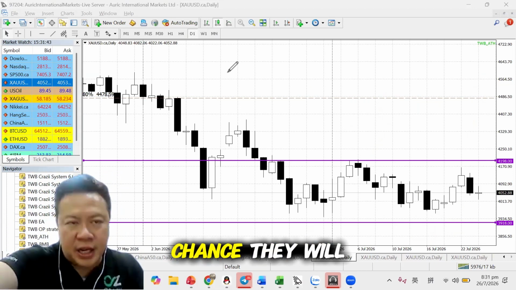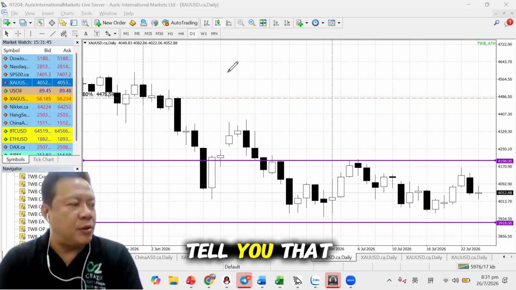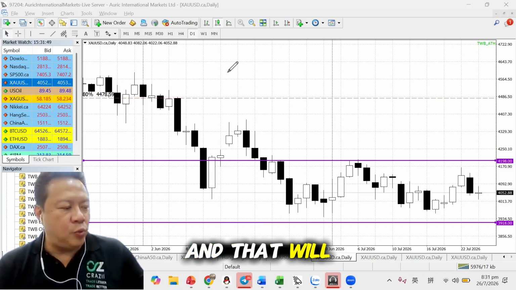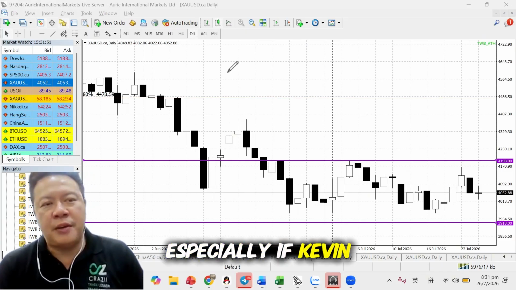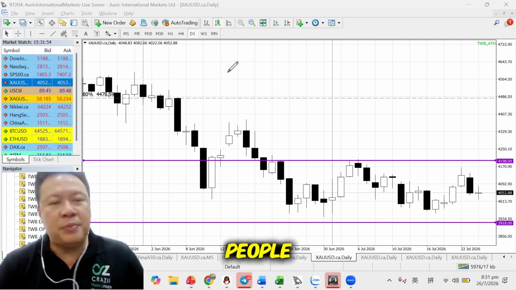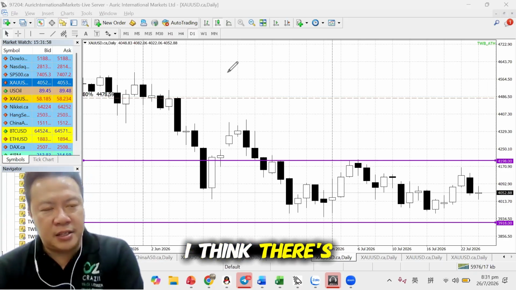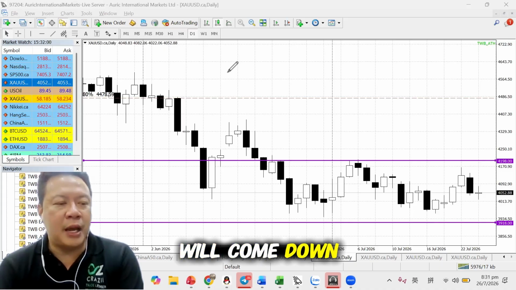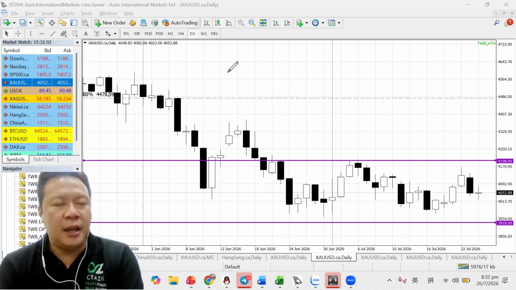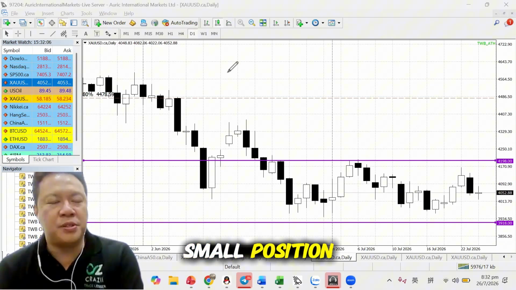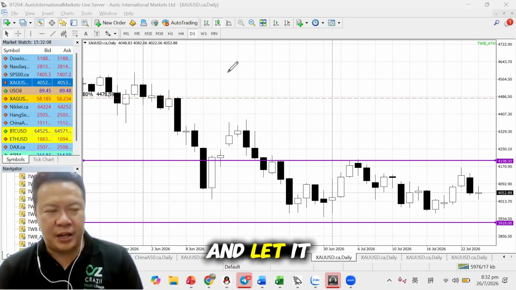But there is a very high chance the market will tell you that it's better to have a rate hike, and that will definitely rock the market, especially if Kevin Walsh cannot convince people. So if you ask me, I think there's a very high chance that gold will come down to 3918. And if the gold does stabilize around there, you can buy a small position, put a stop loss there and let it run.